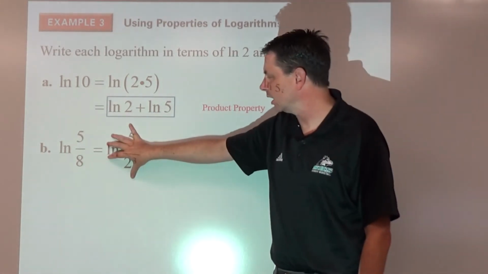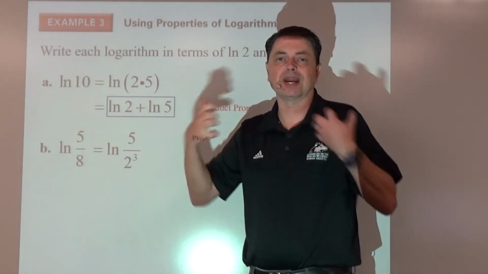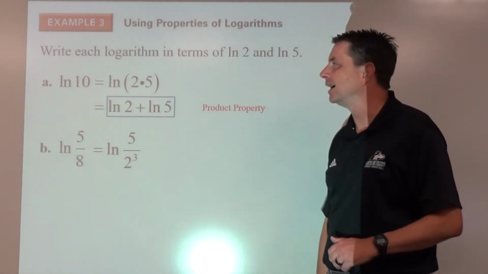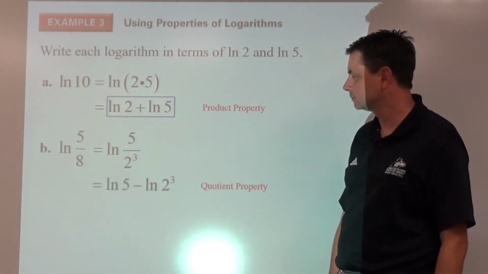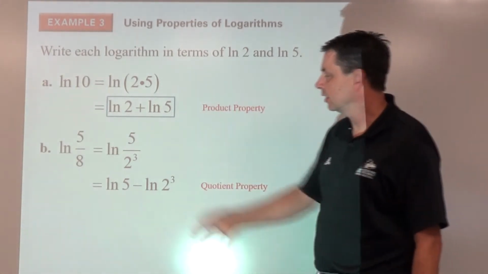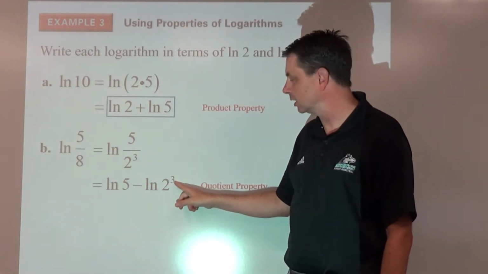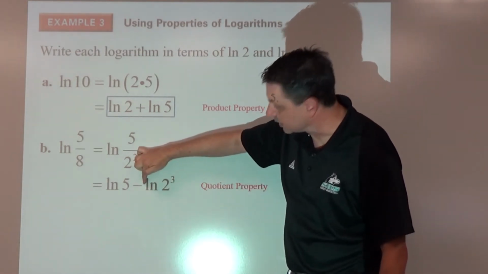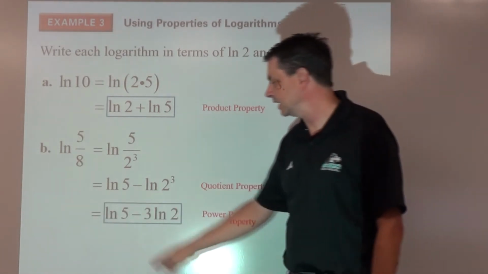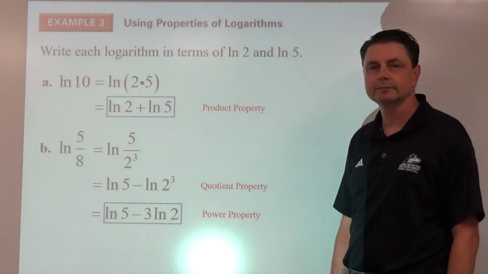Once we are there, we have the natural log of a fraction or quotient. So we can immediately break that up with the quotient property: natural log numerator minus natural log denominator. And one last step, remember, one step at a time. This one's fine, but this is not in terms of the natural log of 2. We have this exponent here, so we're going to take the exponent and put it out in front. That's the power property. So there's our final answer. We've got the natural log of 5 minus 3 of these natural log of 2's.